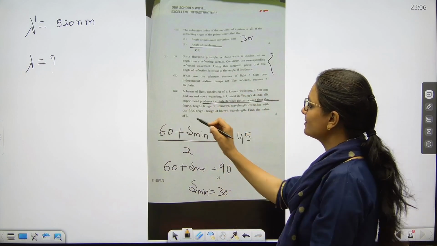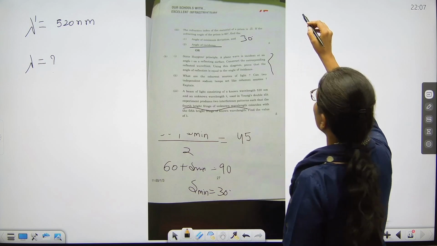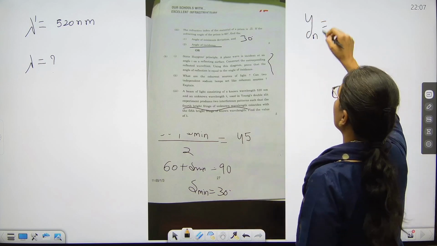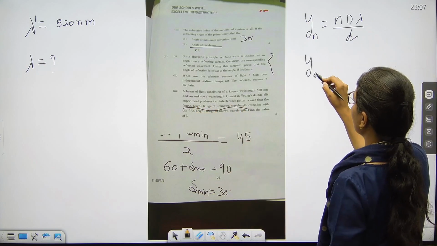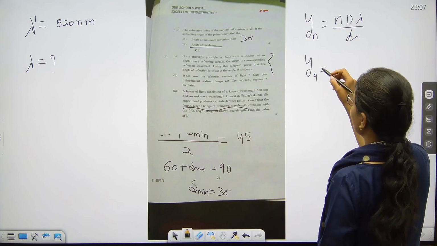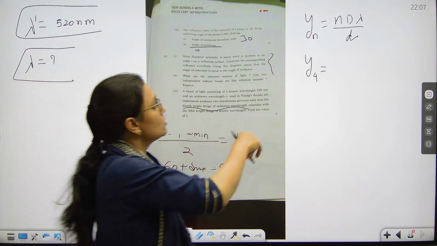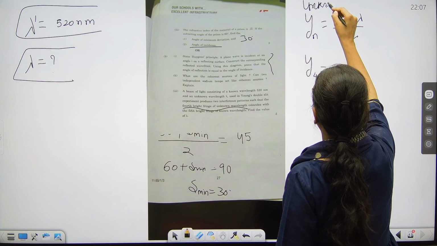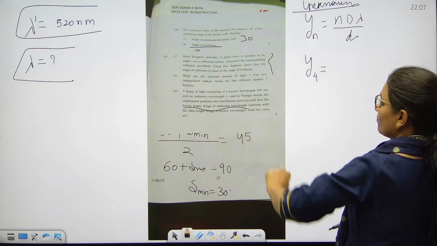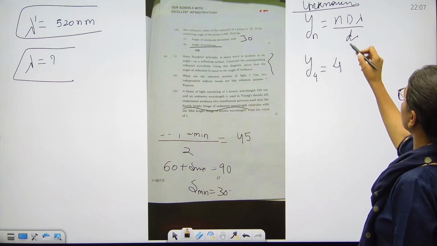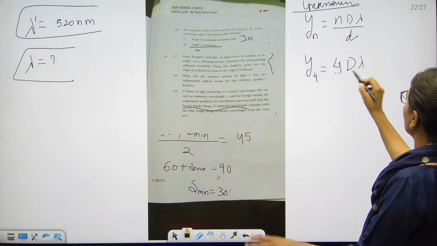Now the pattern is such that the fourth bright fringe of the unknown wavelength... How can we write the fourth bright fringe for the unknown? What is the value of the location of a bright fringe? It is n D lambda by d. For the fourth bright fringe, y4 for the unknown, I am using this one, and for the known I will use the dash ones. So y4, the fourth bright fringe of the unknown wavelength, n value is whatever is given, you put that directly: 4 D lambda, which we don't know, divided by d.